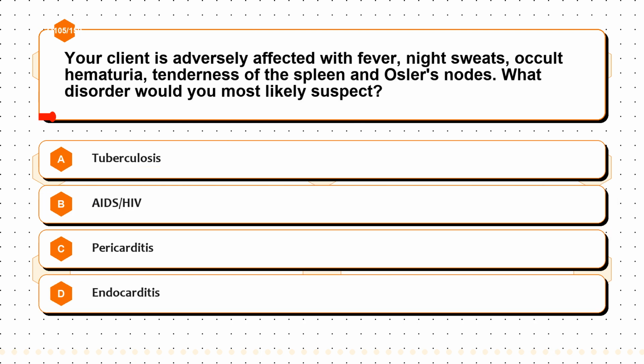Question 105. Your client is adversely affected with fever, night sweats, occult hematuria, tenderness of the spleen, and Osler's nodes. What disorder would you most likely suspect? Here are the options. Option A, tuberculosis. Option B, AIDS/HIV. Option C, pericarditis. Option D, endocarditis.